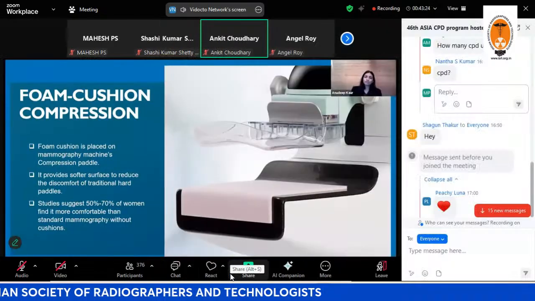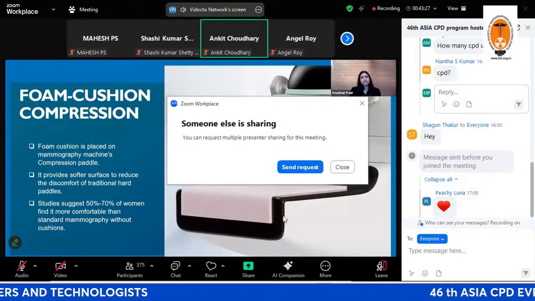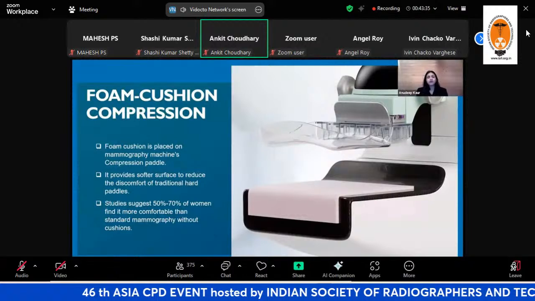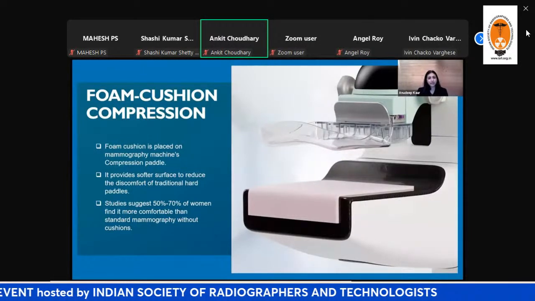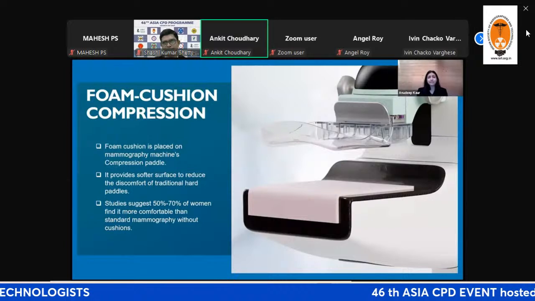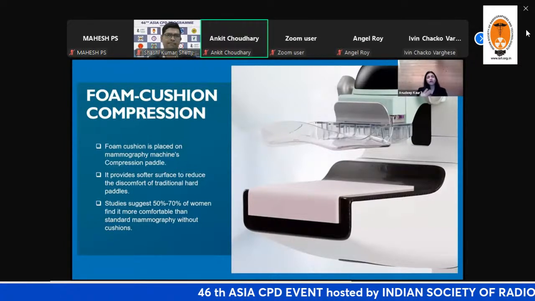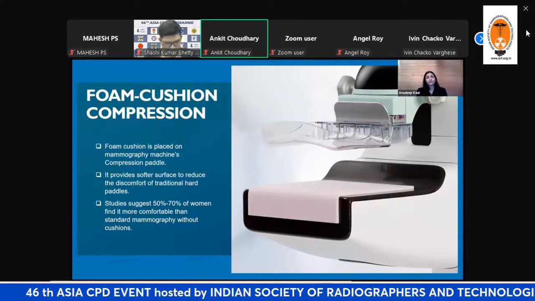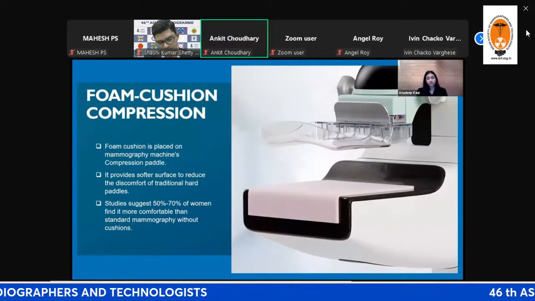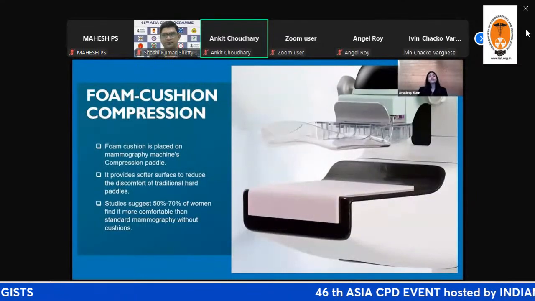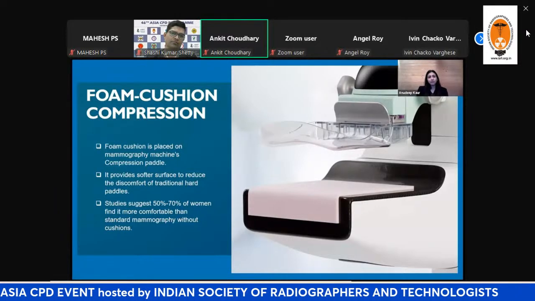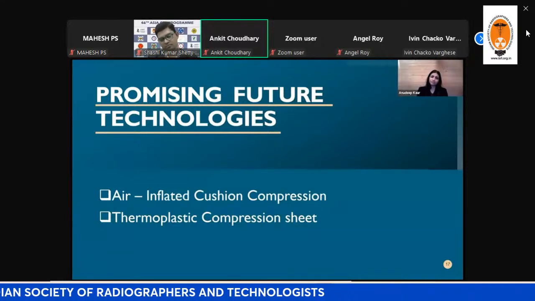Lastly, we have the foam cushion compression, which is already in use. Here, the technique is basically to help soften the blow when we are giving the compression. The flat surface at the bottom is really hard, so to take up the pressure, the surface is made of foam so that it reduces the discomfort of the traditional mammographic unit that we used to have, where the lower paddle is very hard and very discomforting for the patient when the positions are changed, right? So these are the things that we are already using currently, and some of these systems are already employed in certain centers.